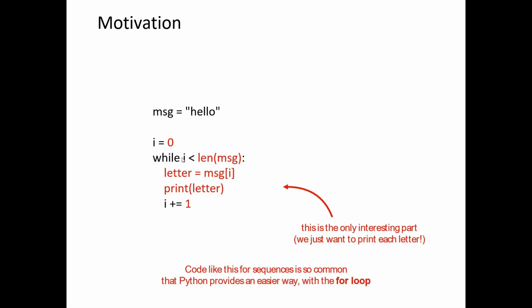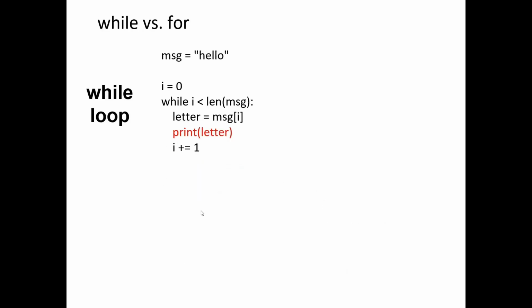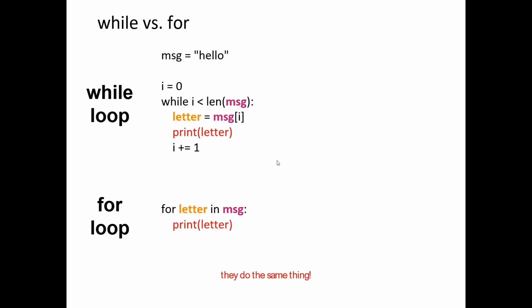Stuff like this is really common where we've got some data. I want to go over all of the data and just do something to each piece of it. So I just move this up. This is exactly the same thing I had before. And the for loop version has this kind of syntax. It's going to be for letter in message, print letter. So 2 lines instead of what I have up here, 5 lines. All right. They do exactly the same thing.